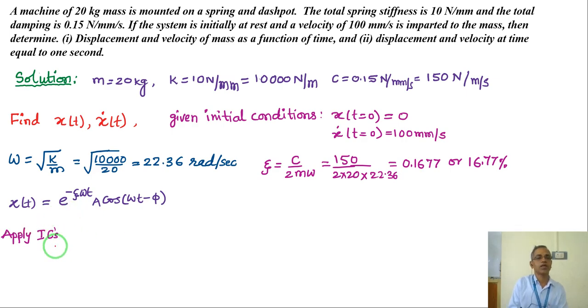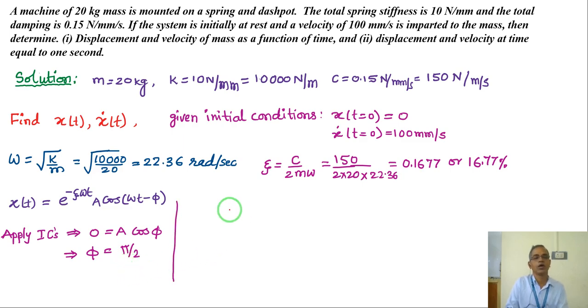Okay, so applying initial conditions. What is the first condition? My displacement at time t equal 0 is 0. So displacement 0 equals, when t equal to 0, this term is 1, A is A, and cos of minus phi. Cos of minus phi is cos phi. So when cos phi is 0, phi will be 90 degrees, pi by 2.